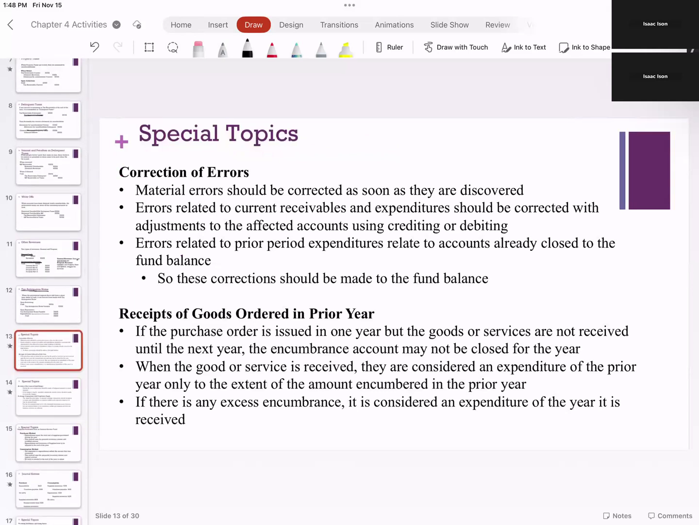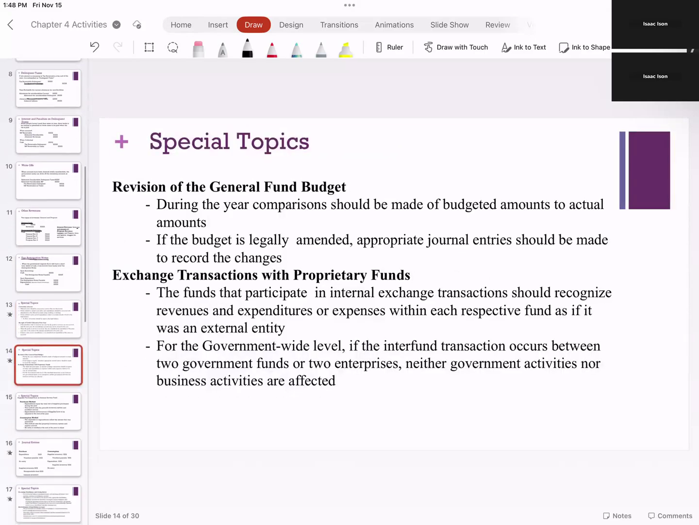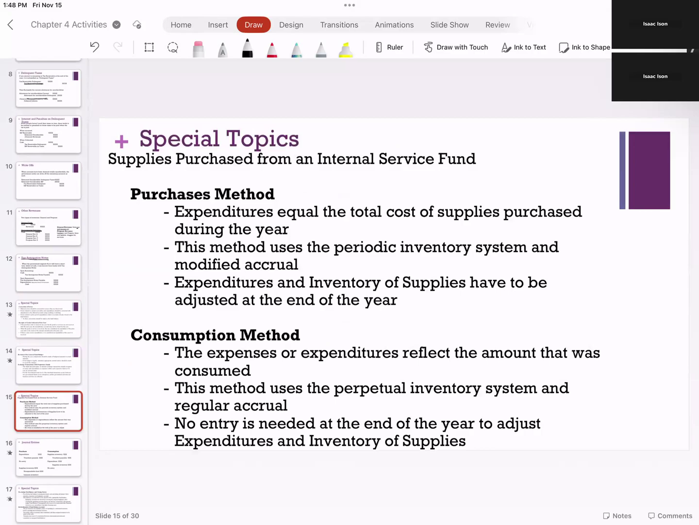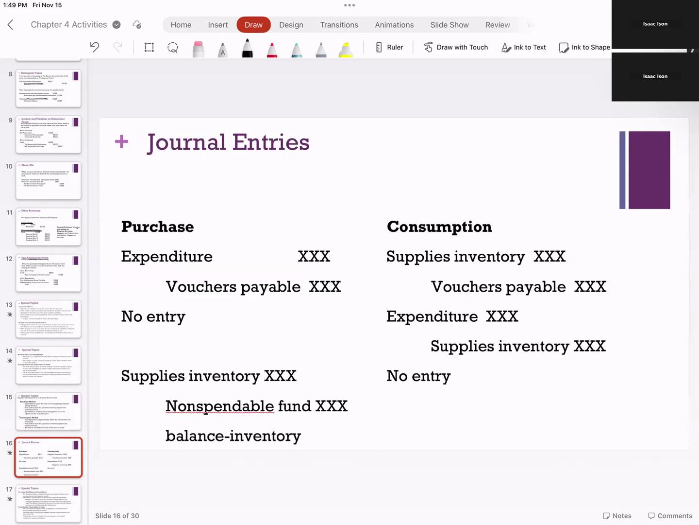You can read through this. Again, these aren't necessarily areas that I feel are super heavily tested. Okay, this is tested some. So purchasing supplies, okay, two different methods that we can keep track of this. We can either use the purchase method or the consumption method. Consumption method is going to be much more familiar. That's what we would do under accrual basis accounting. Purchase method is more similar to a cash basis. So if you look at it, here's our journal entries.